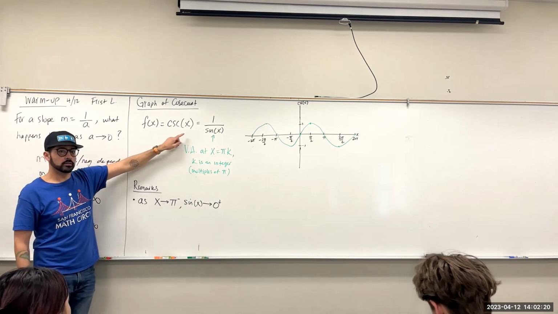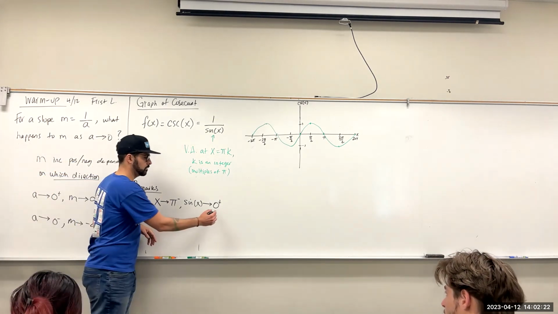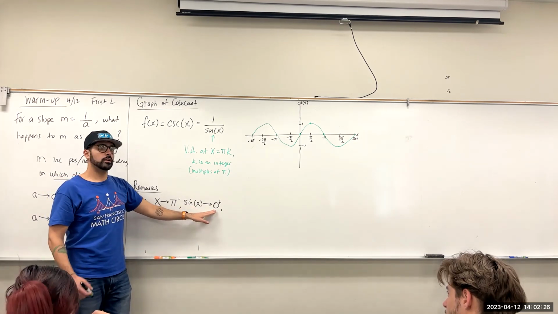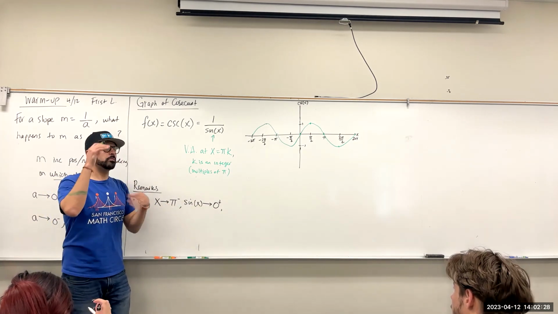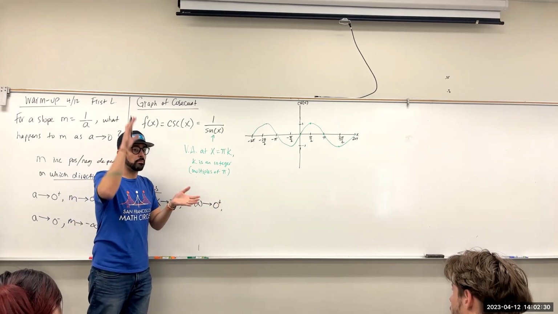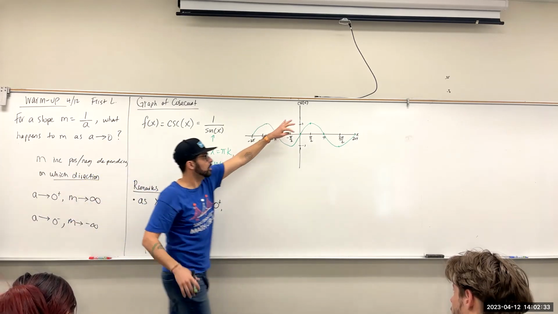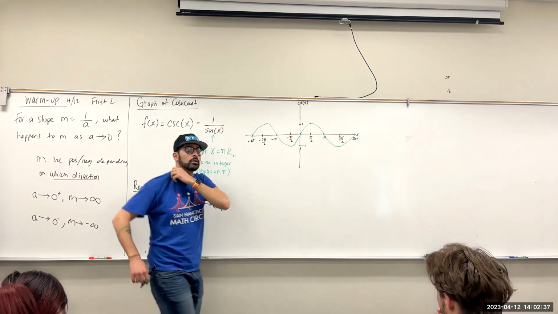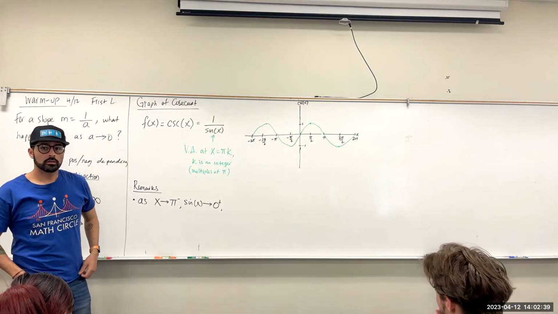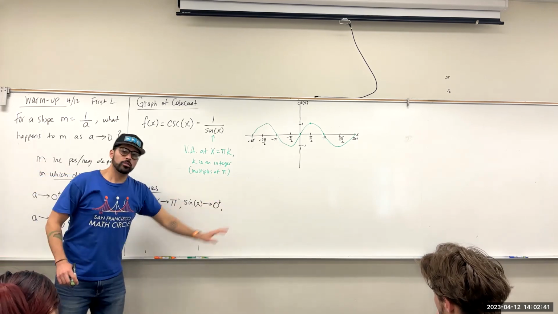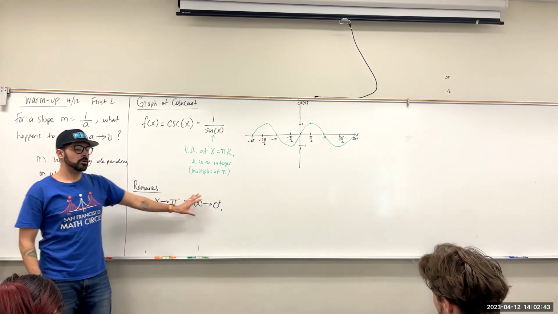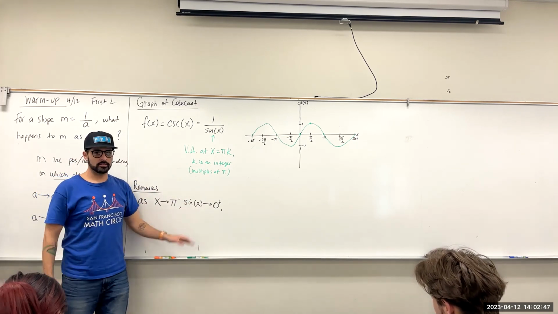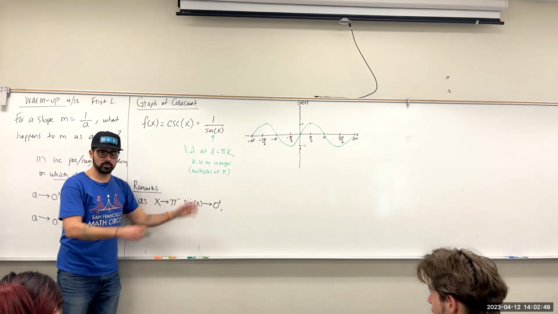So that would say, as it approaches from the left, sine is approaching zero, but you're being more descriptive. It's approaching zero from positive values, because the graph comes from the top. WebAssign will not have you do this. I'm doing this on purpose because I want to give you guys as much notation of this for calculus, because this is where students get all confused and tough.